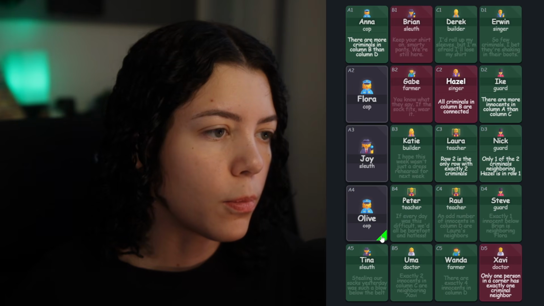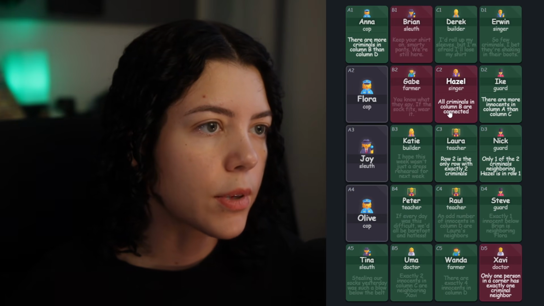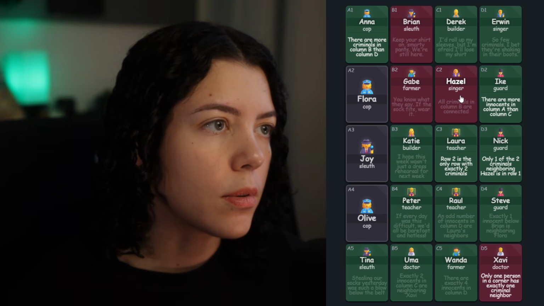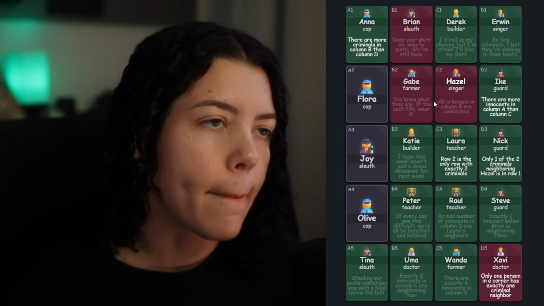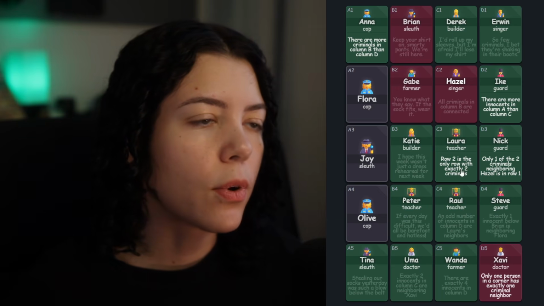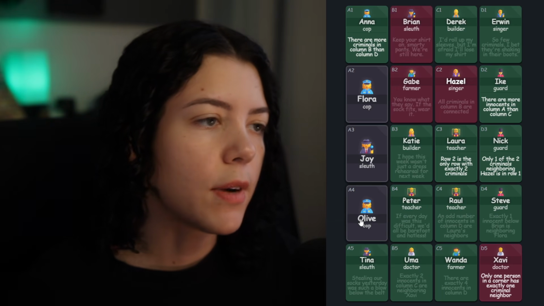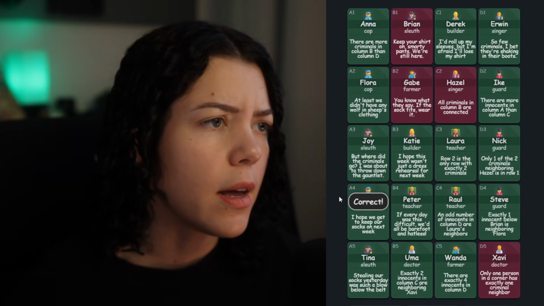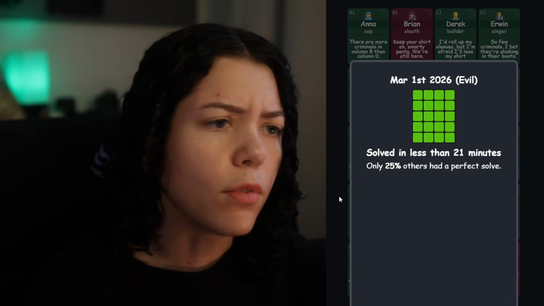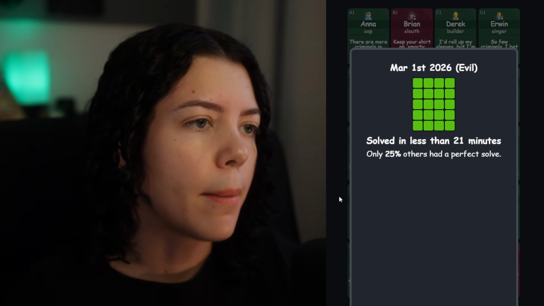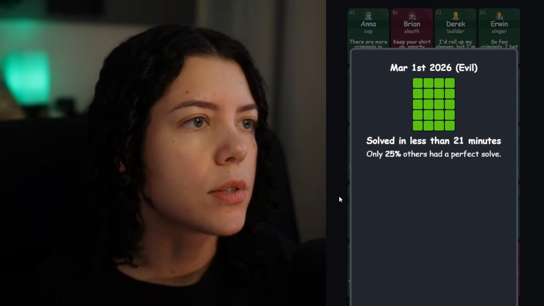Now we take the tags off and we look at Hazel School. We don't need Hazel School anymore. Did we get a new clue? Oh yeah, now we have 1, 2, 3, 4 instances in column C, so we need 5 instances in column A. That means that everybody is an innocent, and we are done. That was a pretty easy evil puzzle. In 21 minutes. I'm very proud about this.